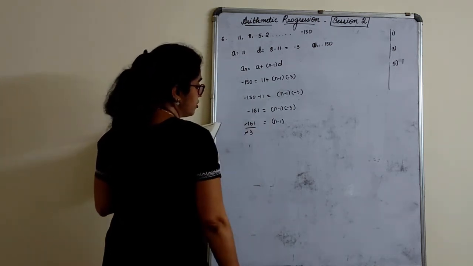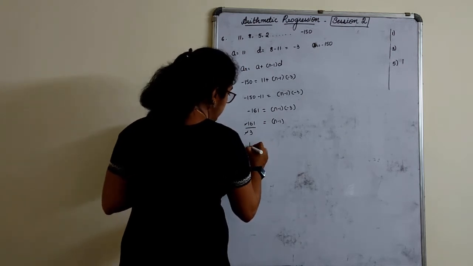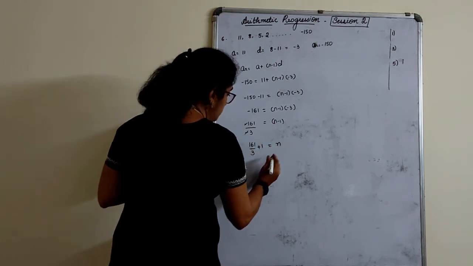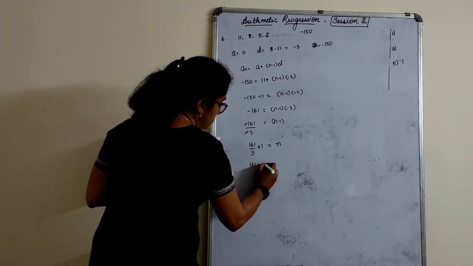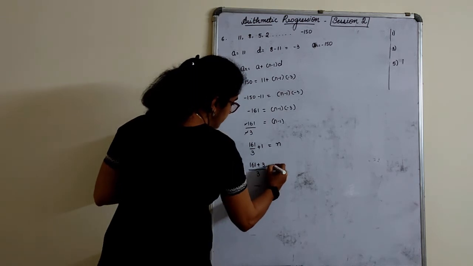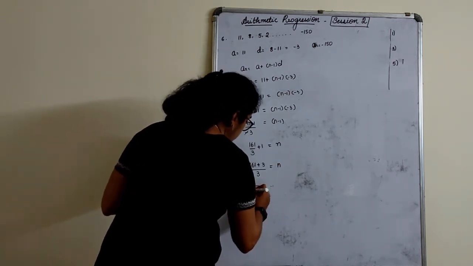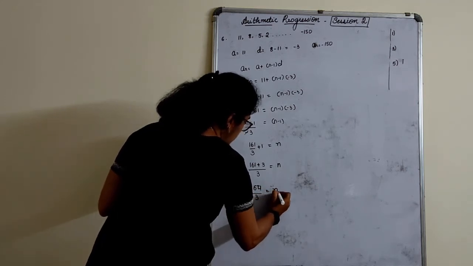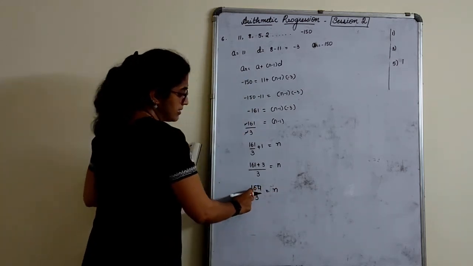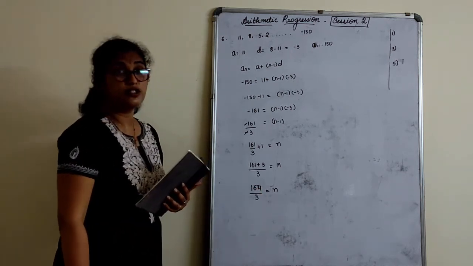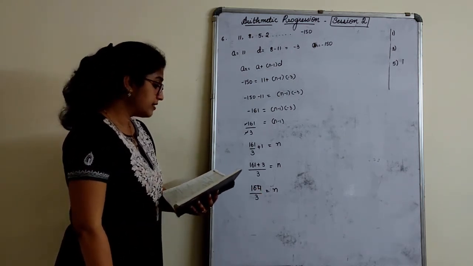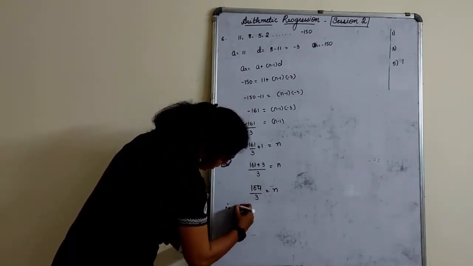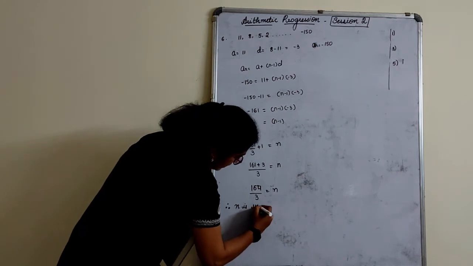Now 161 is not divisible, children. So what is the next part? 161 by 3 plus 1 is equal to n. 161 plus 3 divided by 3 is equal to n. 164 divided by 3 is equal to n. Is this divisible? This is not divisible by 3. We get the answer as 164 by 3. Therefore, n is a fraction.